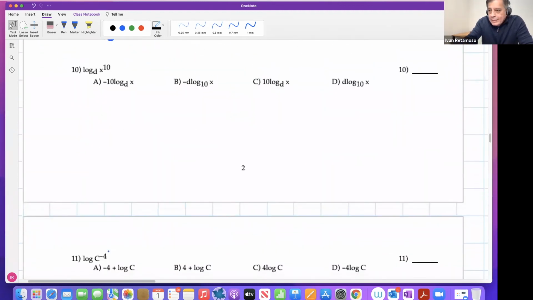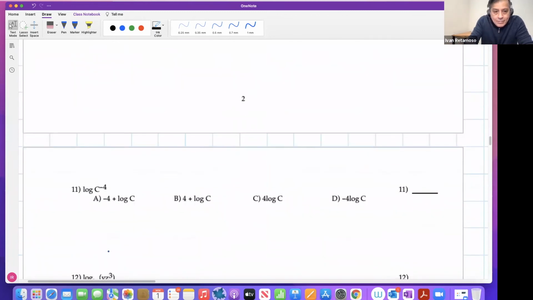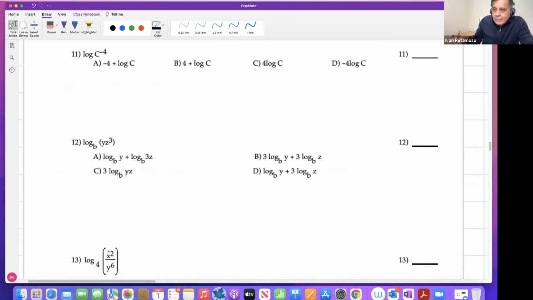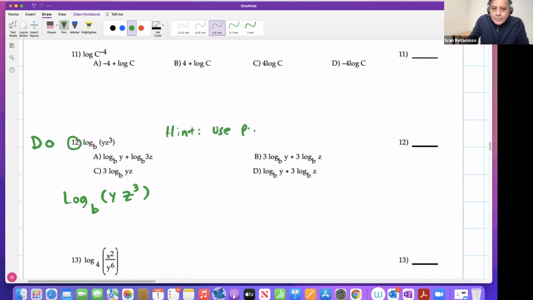Let's go over the ones that deal with condensation because that will be important for us. But before this, number 12 is a good one. Can you try number 12? Simplify log base b of y times z cubed. Hint: use the product rule and then the power rule.